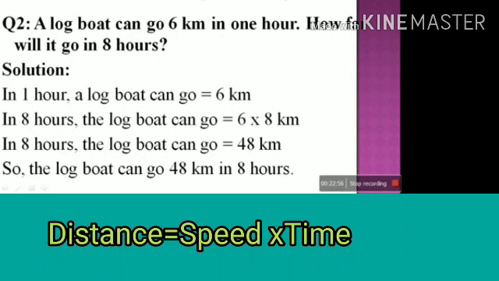Now see the solution. In 1 hour, the logboat can go 6 kilometers. Therefore, in 8 hours, the logboat can go, multiply this 6 into 8. So what is 6 into 8? 6 8s are 48. Therefore, in 8 hours, the logboat can go 48 kilometers.